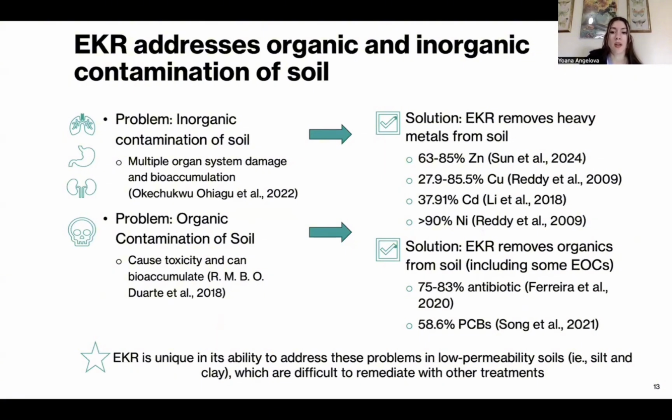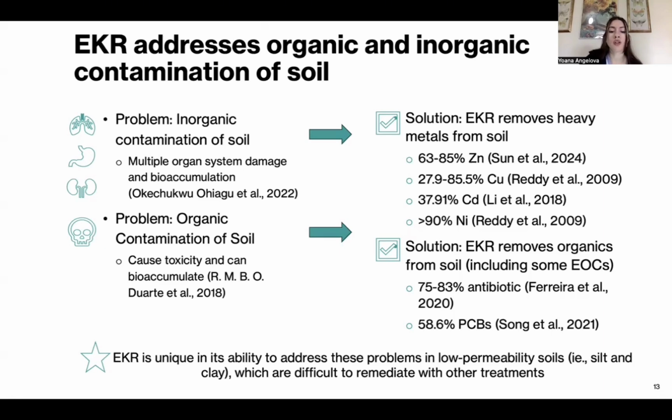And electrokinetic remediation has been shown to remove a variety of heavy metals, like up to 85% of zinc, up to 85.5% of copper, and over 90% of nickel. And it is even able to remove emerging organic compounds, which a lot of treatments have problems with. So that's 75 to 83% of antibiotics and also 58.6% of another organic contaminant, which is called PCBs.